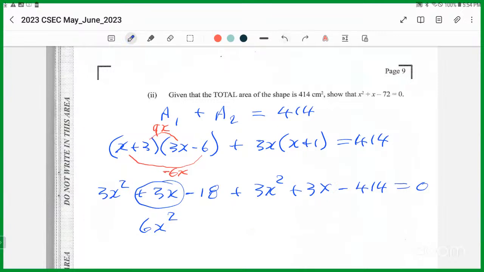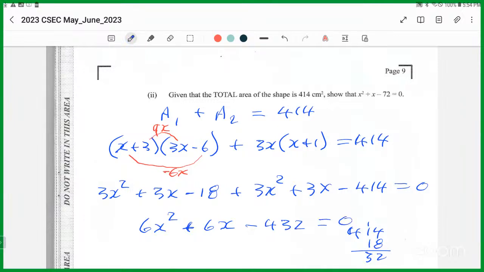And we take 6x from those two. And then this and this, in the negative amount, 18 and 414. 414 and 18. What's that? That will be 432. Equals 0. Don't forget this thing here, so now divide by 6.